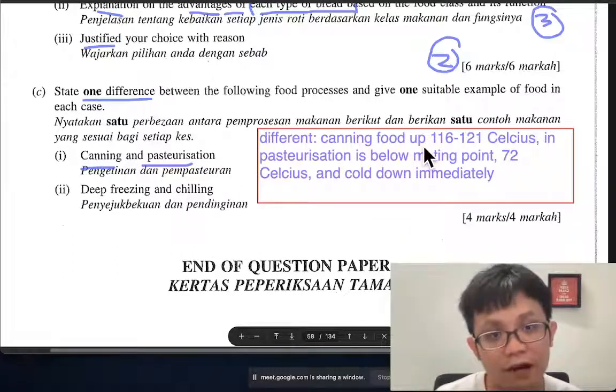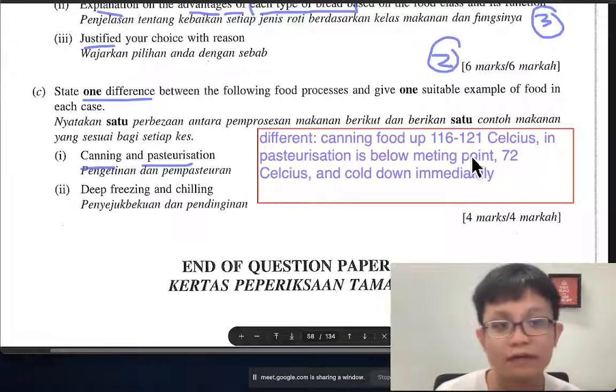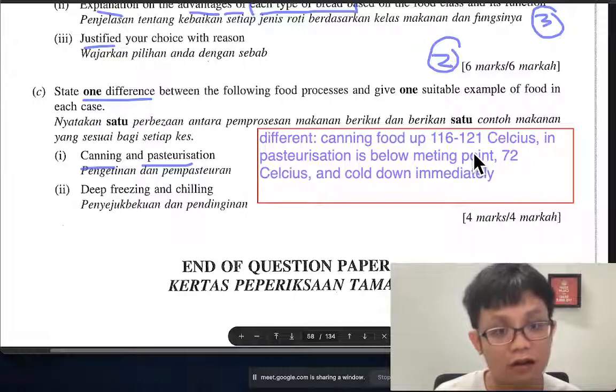Canning will go up to 116 or 121, so much higher. That's why canned food will last longer, and you sterilize it in a can.